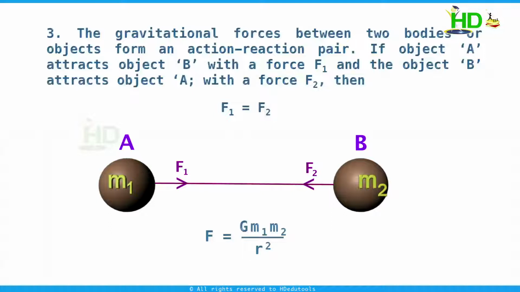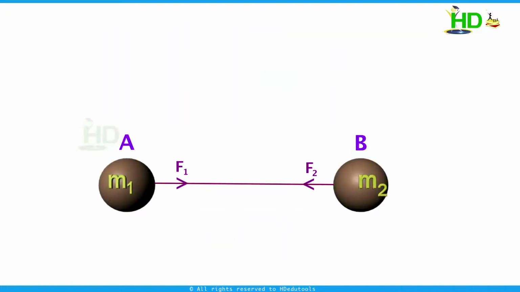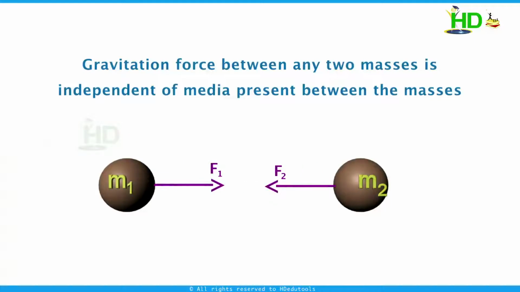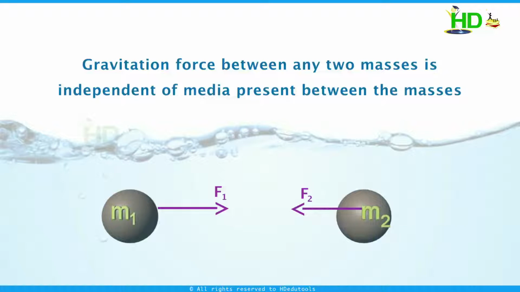And one more characteristic of gravitational force is that it is independent of the medium present between the masses. That means, suppose we consider two masses m1 and m2 in air. Let us consider F as the gravitational force acting between them. If the same masses are taken in water, then also the gravitational force between them is the same. It is independent of the nature of the material present between the masses.